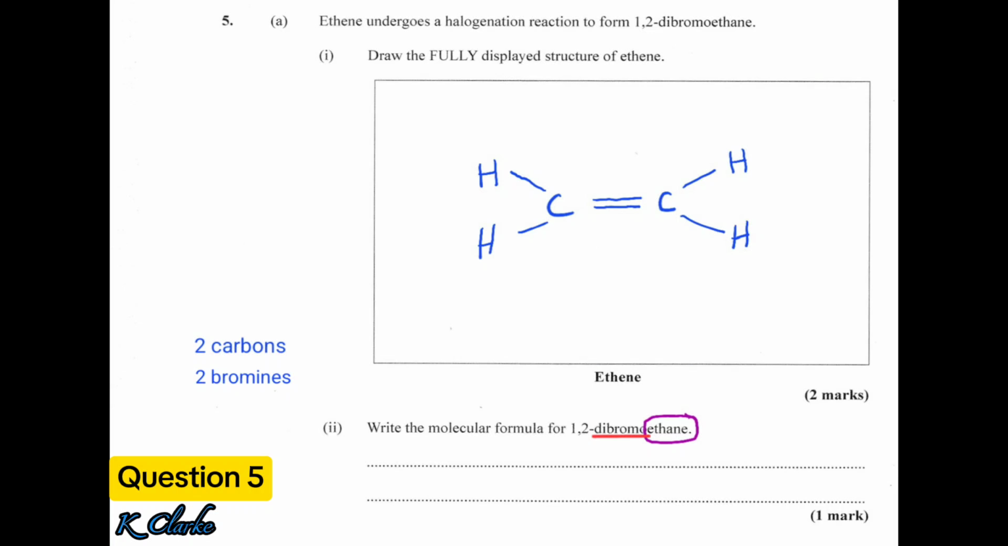Dibromo in the name of the compound indicates that there are 2 bromines, replacing 2 hydrogens. Therefore, the formula is C2H6 minus 2 hydrogens. The molecular formula is C2H4Br2.